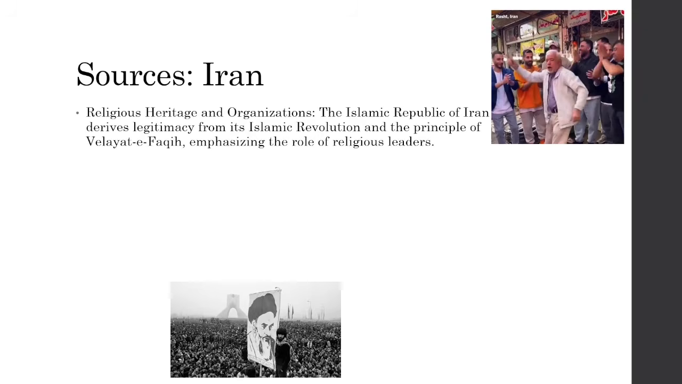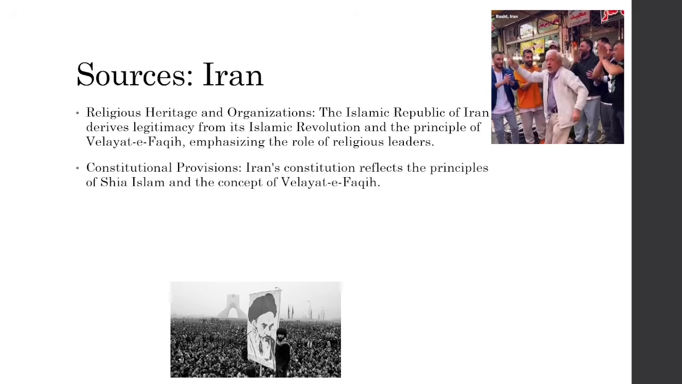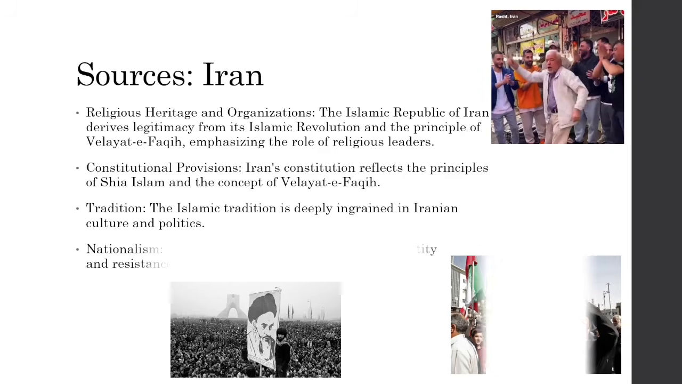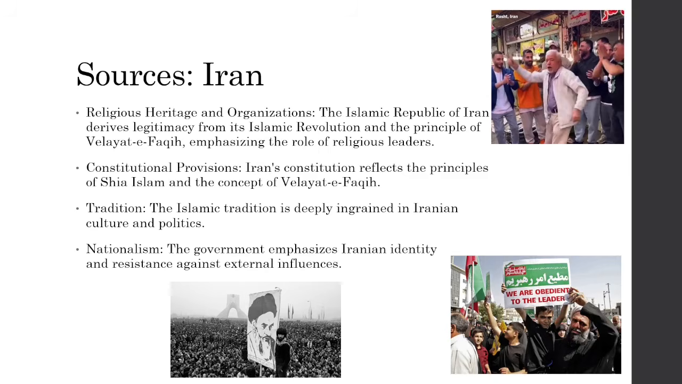Okay, that was just one country. Let's move on to Iran now. They have religious heritage and organizations, which we should have figured out by now. They have derived their legitimacy from the Islamic Revolution and this principle here that I'm not going to pronounce, and this emphasizes the role of religious leaders like the supreme leader. Constitutional provisions: their constitution reflects Shia Islam. They have tradition in Islam that's very ingrained in their Iranian culture and politics. Even before the revolution, they were a very Muslim country. And we have nationalism. The government emphasizes Iranian identity and resistance against external influences.